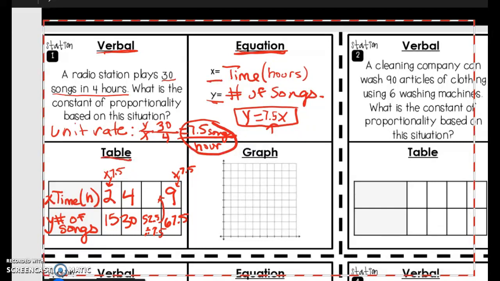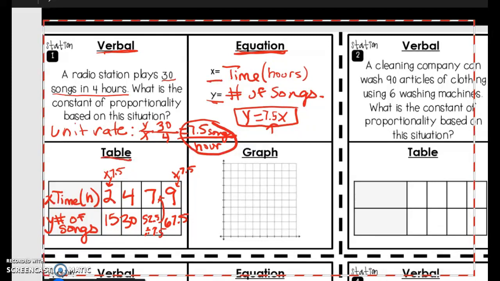All right, so what is 52.5 divided by 7.5? I'm getting 7. Does that seem reasonable? It's less than 9, less than 67. So I'm good with it. All right, so we filled in our table, and now we're ready to graph it.